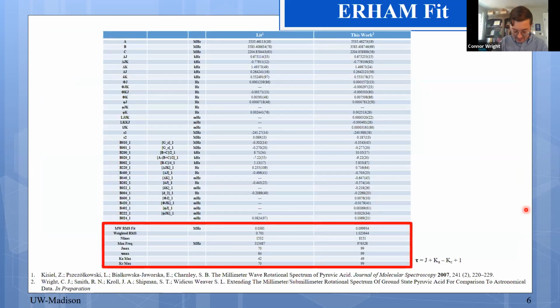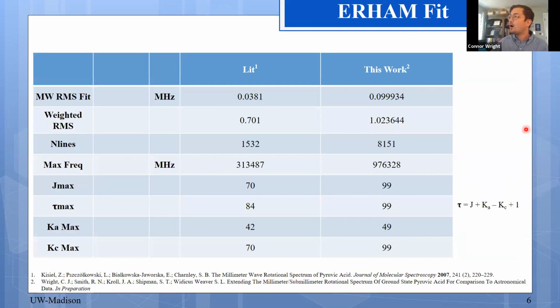So then some statistics of our fit. Our microwave RMS, which is the goodness of our fit, is below the experimental resolution of our spectrometer, that is 0.1 megahertz. As I mentioned, we were able to add about 6,000 new lines with a maximum assigned frequency of about 970 gigahertz, J-max of 99, Ka-max of 49, and a Kc-max of 99.